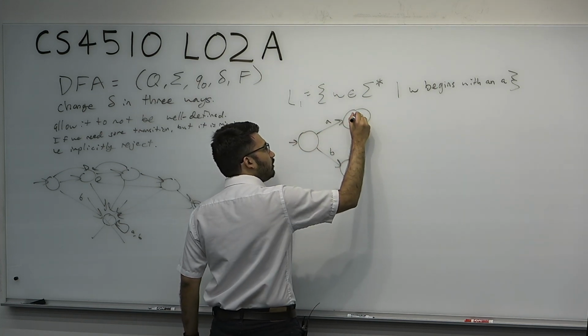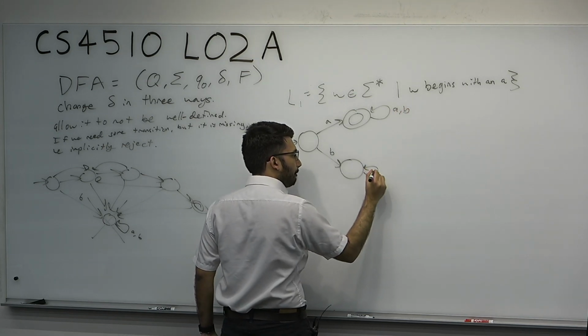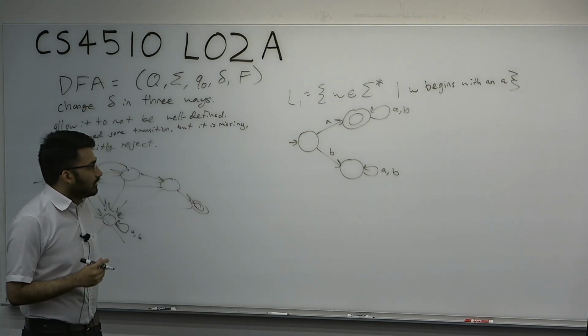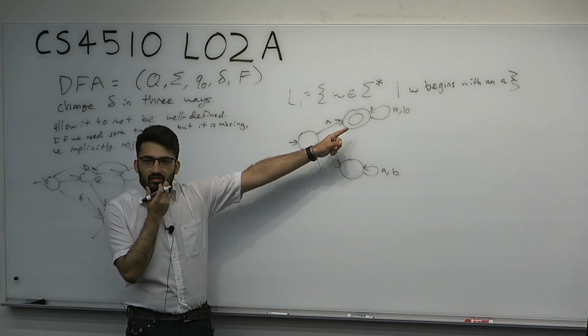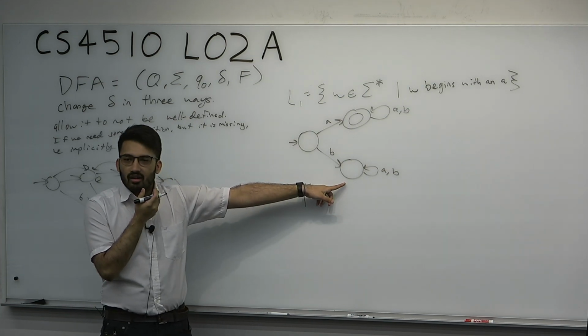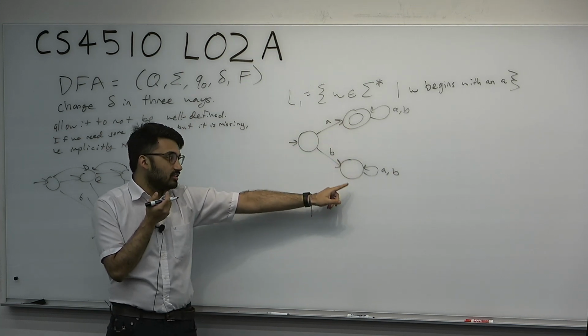And whether you went to the good one or the bad one was dependent upon the first character. So if you begin with an A, congrats, you stay there. We don't care about what else you see. If you see a B, you go to here, and we don't care about what else you see. But we use the double circle to denote that is a good one. That's the final state, and this is the bad one.